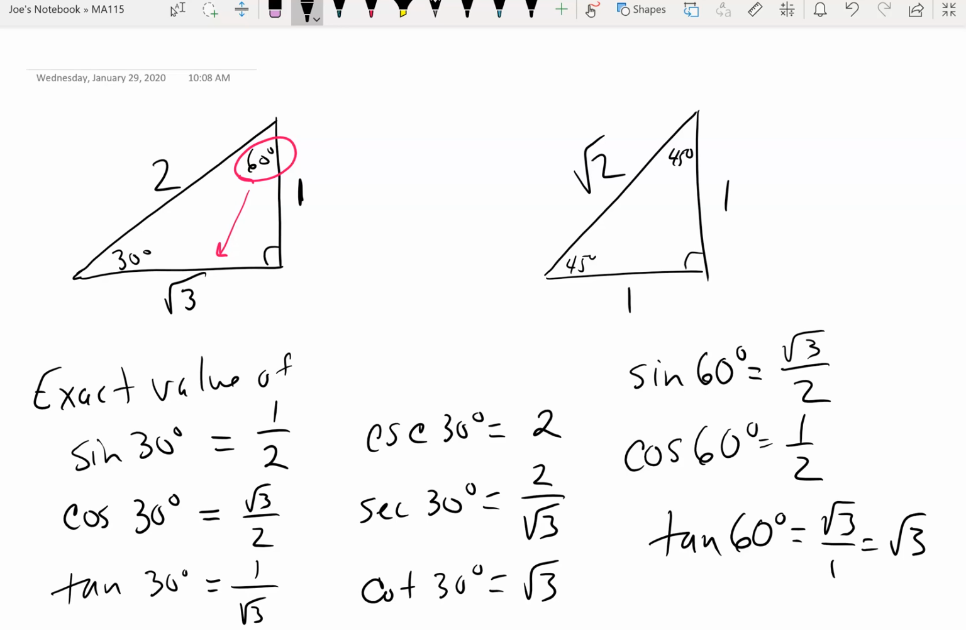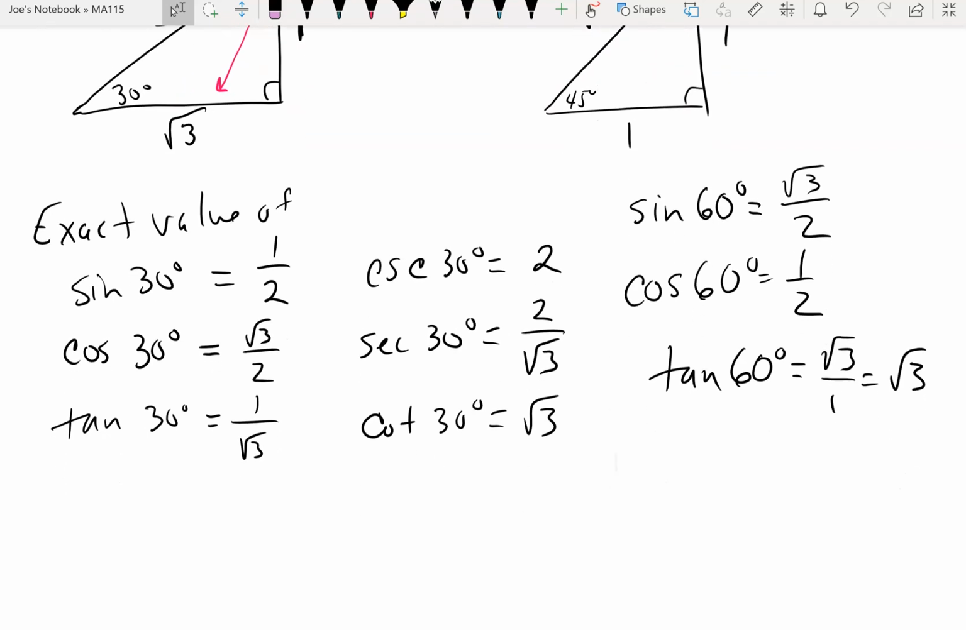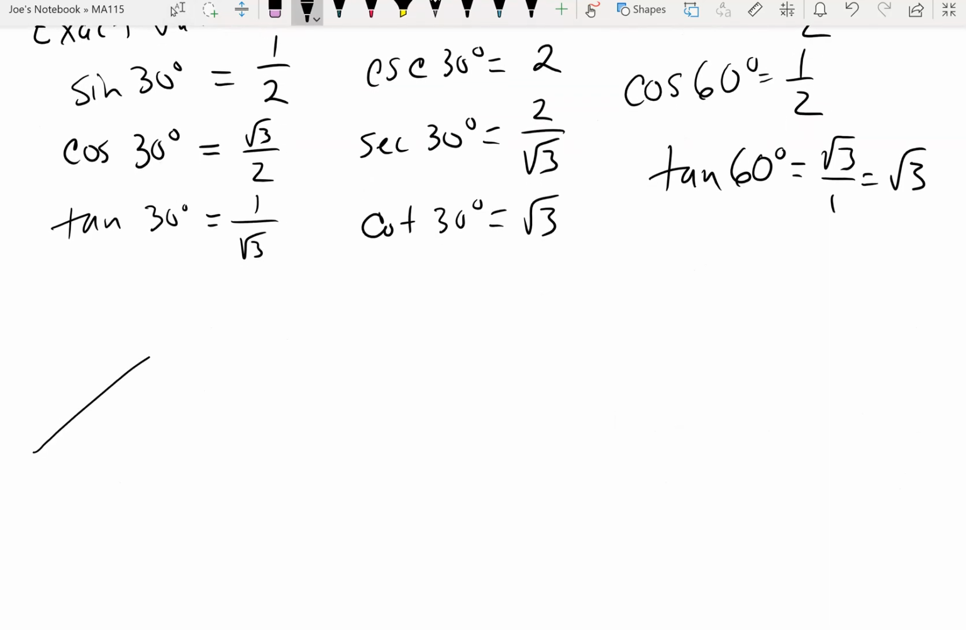That's wonderful. All right. So let's talk about the values. I'm going to have to scroll that off the screen. I'll just redraw the triangle.